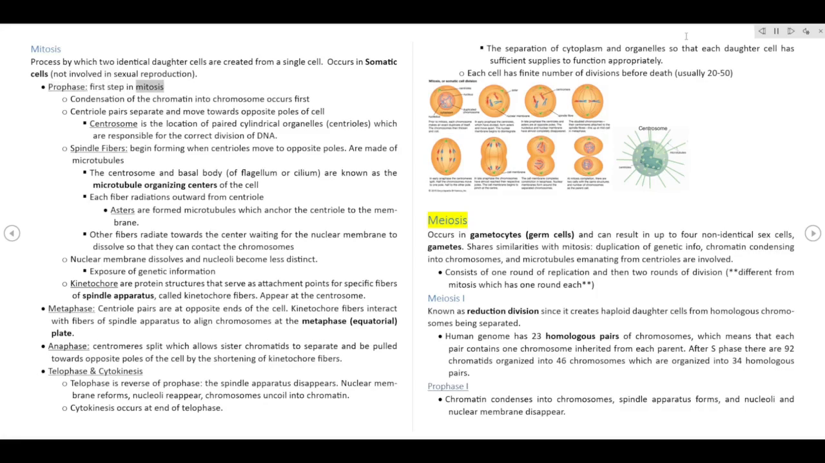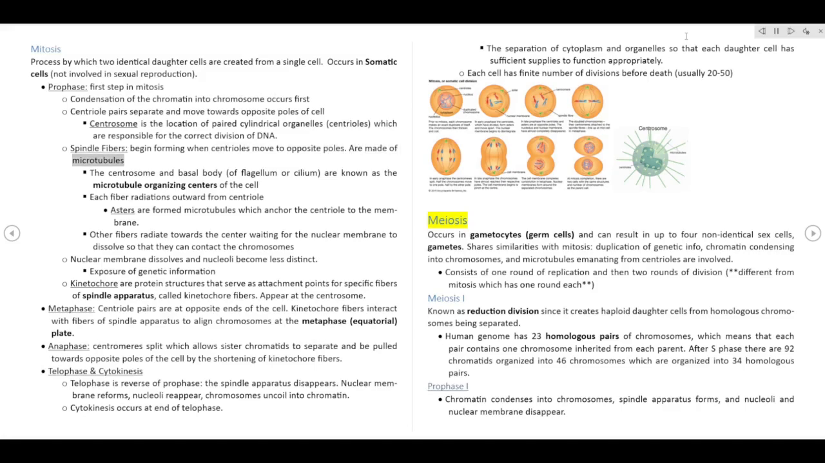Prophase, the first step in mitosis. Condensation of the chromatin into chromosomes occurs first. The centriole pair separate and move towards opposite poles of the cell. The centrosome is the location of paired cylindrical organelles, centrioles, which are responsible for the correct division of DNA. Spindle fibers begin forming when centrioles move to opposite poles.